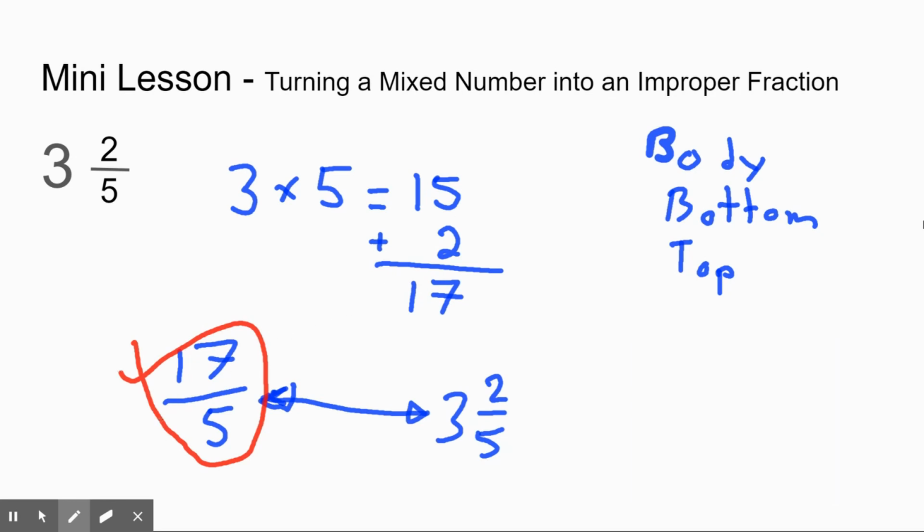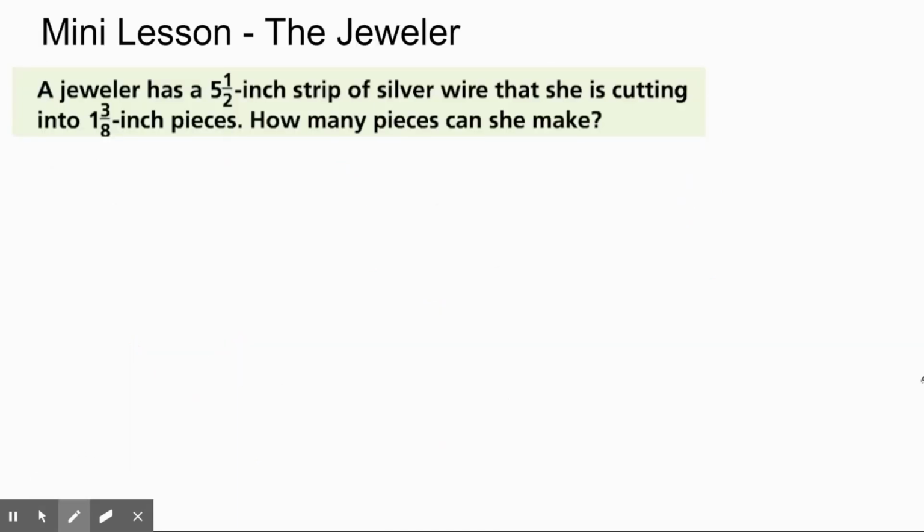So with that, we'll look at our next example problem. In this problem, we have a jeweler who has a 5 1/2-inch strip of silver wire that she's going to cut into 1 3/8 inch pieces. So we're going to figure out how many pieces she can make. Since we're breaking a number into some groups, we know that we're going to have to use division. And because we've been just talking about turning mixed numbers into improper fractions, we're going to start there.